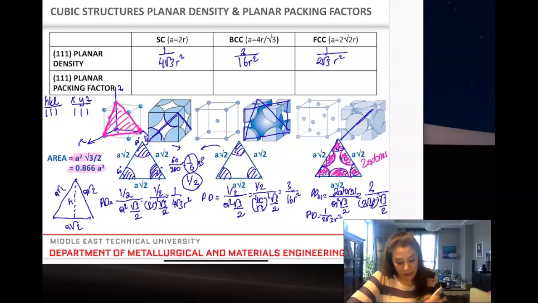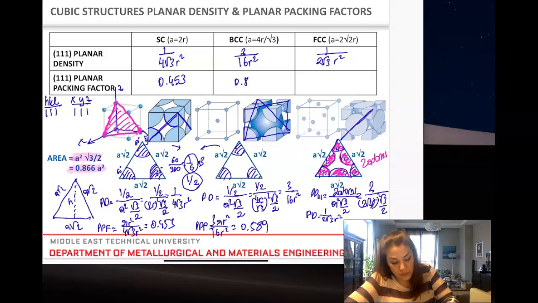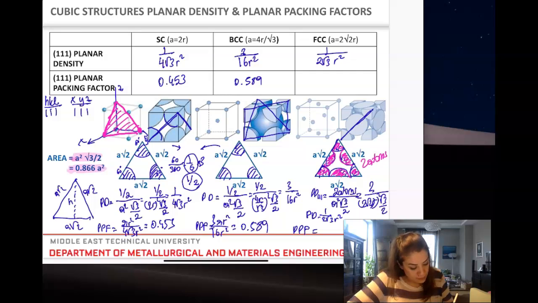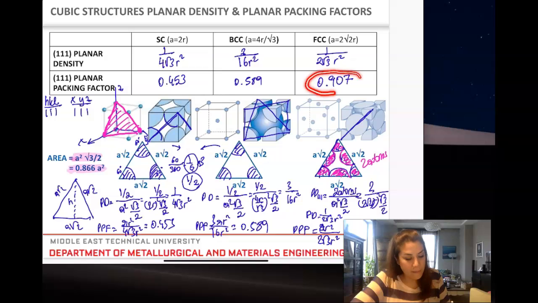All we have to do to find the planar packing factor is multiply with pi r squared. Planar packing factor for simple cube, pi r squared over 4 square root of 3 r squared, is equal to 0.453. In the case of BCC, planar packing factor, 3 pi r squared over 16 r squared is equal to 0.589. A little more packed compared to simple cube. And in the case of FCC, this is equal to pi r squared over 2 square root of 3 r squared, 0.907 is the value. As you can see, the most densely packed plane among 001, 110, 111 is in FCC.